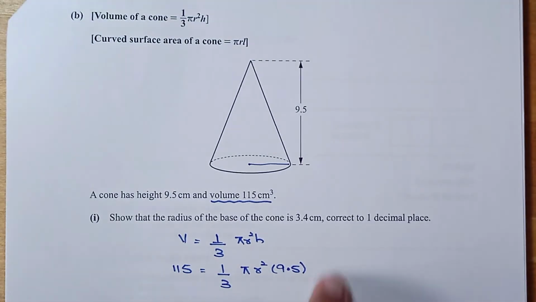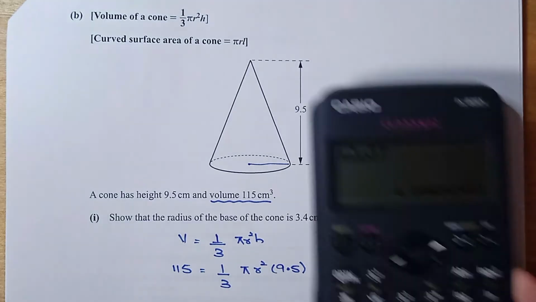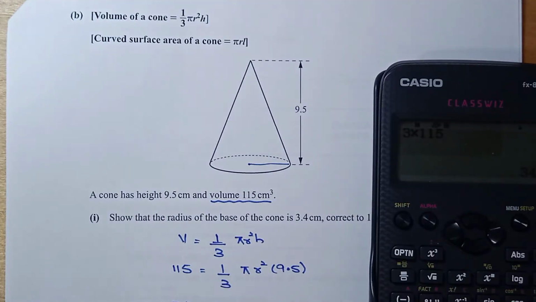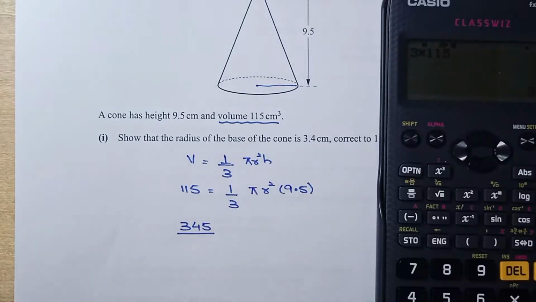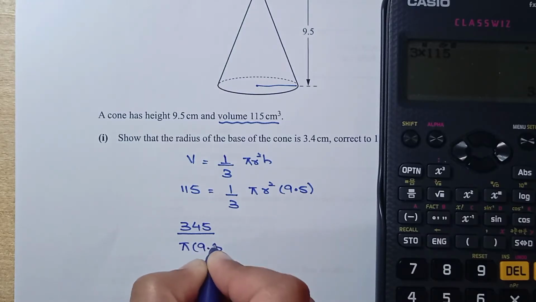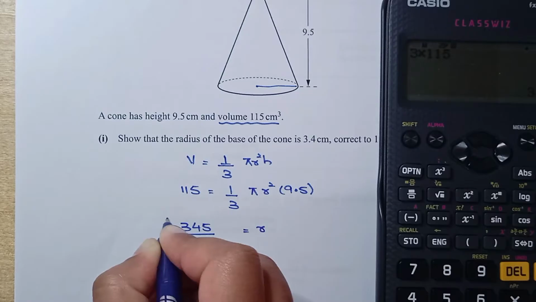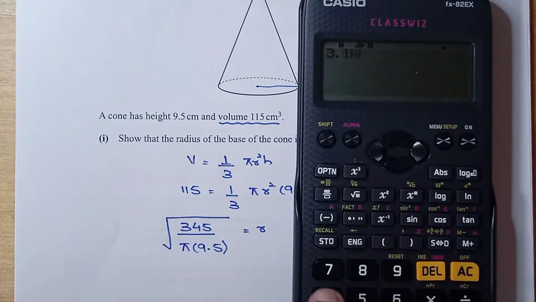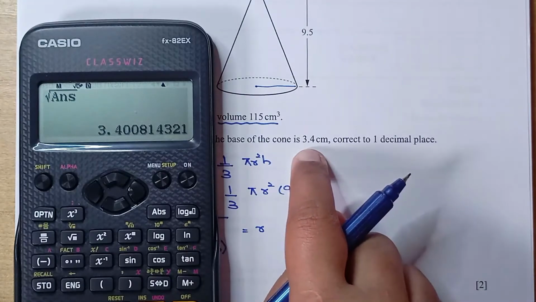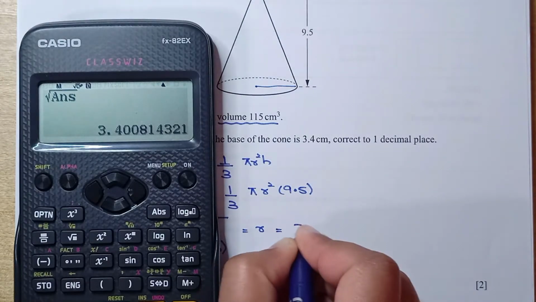Okay. So let me simplify this side first. 3 times 115 is 345, and then divide by pi times 9.5. This is equal to r squared, so take the square root. 3.14 times 9.5 is this much, and 345 divided by that number, then taking the square root, we have 3.4008 as the radius. So 3.4 centimeters, correct to 1 decimal place, is 3.4 centimeter. So it is true.